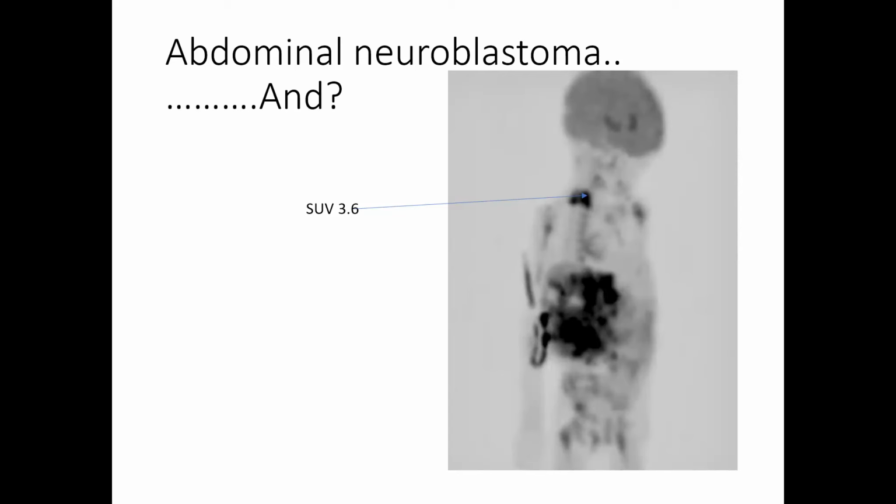So here's a child who's got an abdominal neuroblastoma, and you can see well from this scan why we say an abdominal neuroblastoma feels like a bag of potatoes under the skin. And he's also got this lesion in the neck with an SUV of 3.6. So we biopsied it, and it is indeed metastatic neuroblastoma. Slide.